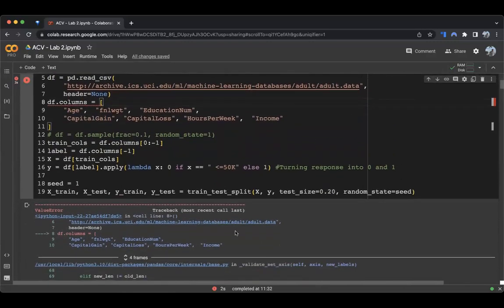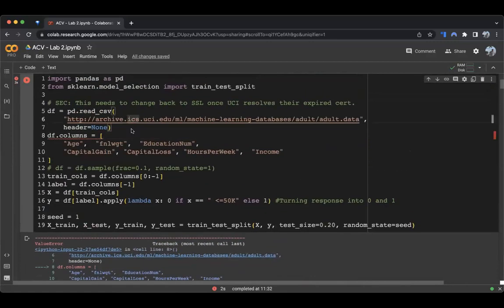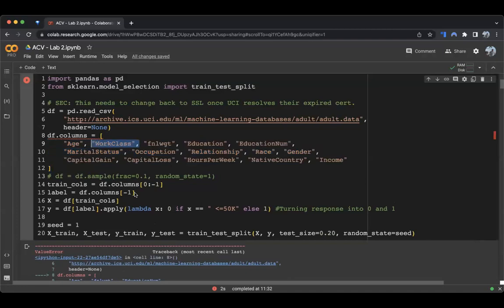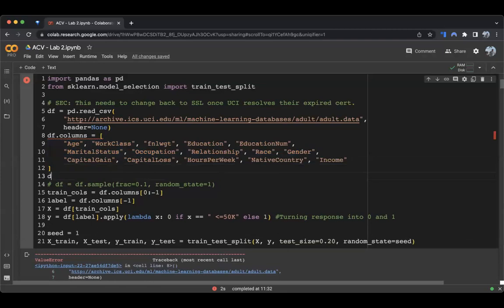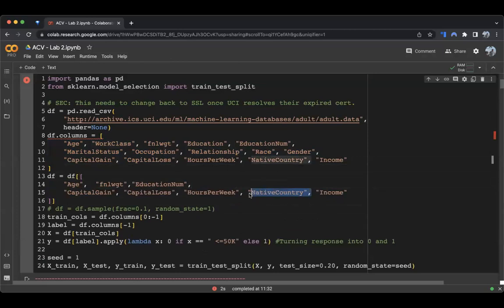Something here doesn't work. Length mismatch. So we're going to do the following. Keep it like this, and then the data frame is equal to the data frame with the following, and let's remove what we just said we will remove: education, work class, gender, all of these, and native country. Let's run again. This should be fast.